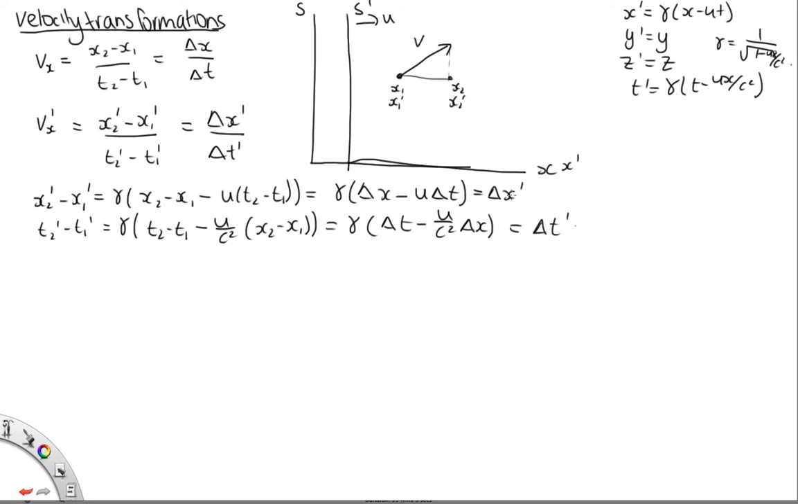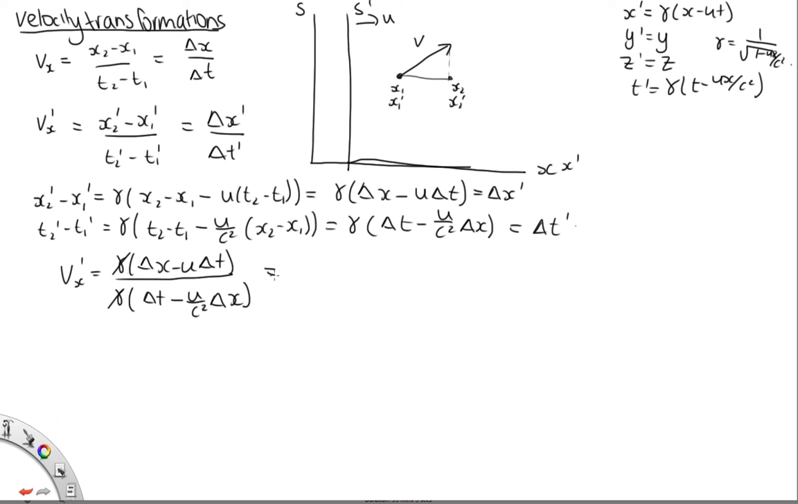So now substituting delta x prime and delta t prime in here, we've got Vx prime, or the velocity measured in the reference frame S prime, is equal to gamma (delta x minus u delta t) over gamma (delta t minus u over c squared delta x). Now you can see the gammas will cancel out.